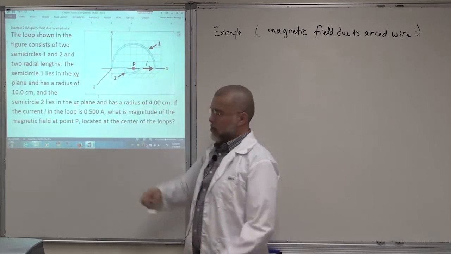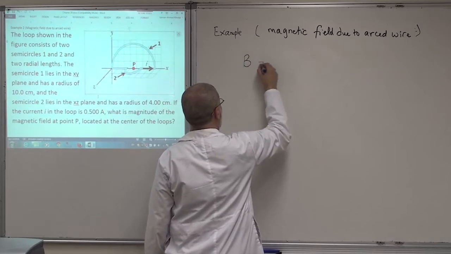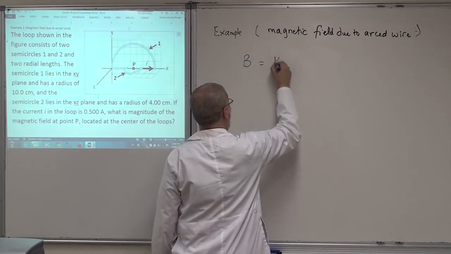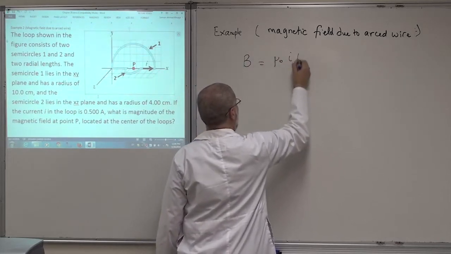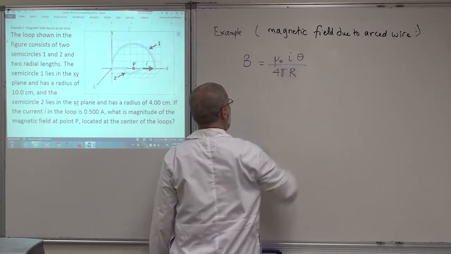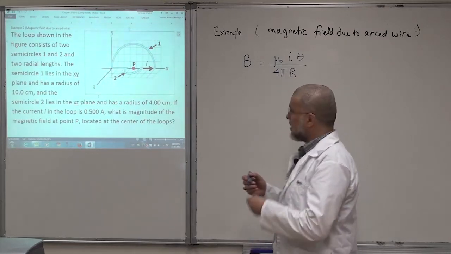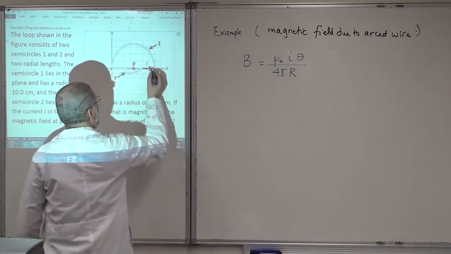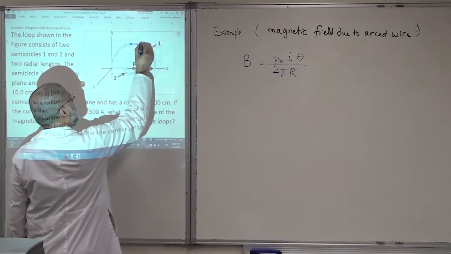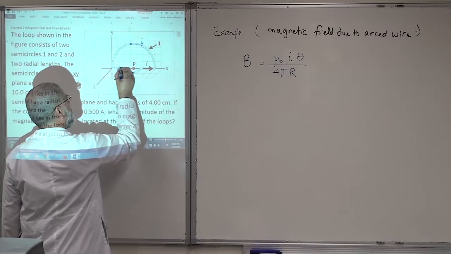So I can use the Biot-Savart law for the magnetic field in the center of an arced wire, mu0 I theta over 4 pi r, where r is the radius. I can use this formula here. Now, I have 4 wires, as we did in the previous example. This wire here has a current in this direction, and the current here is in this direction. And the current here is to the right.